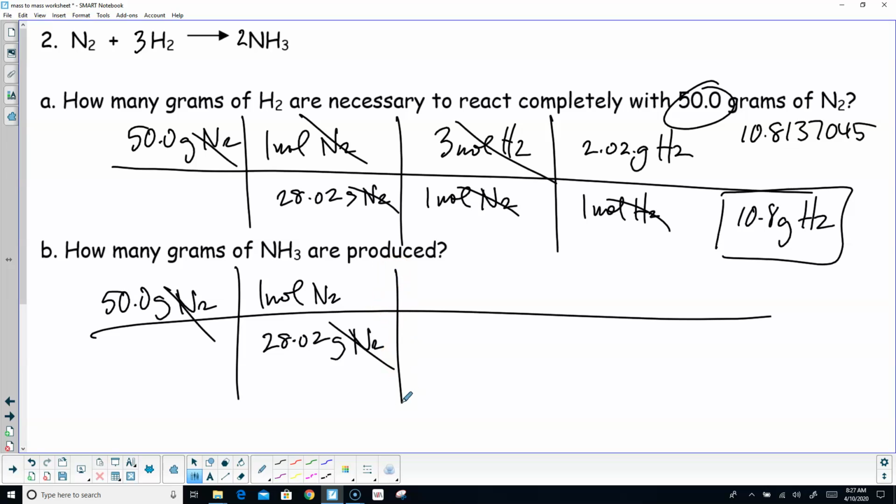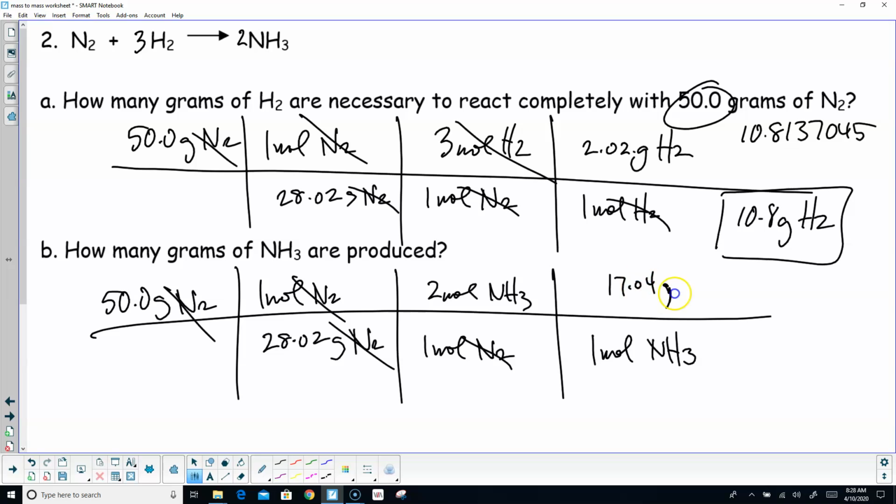Now I'm ready for my mole ratio. According to my balanced formula, for every 1 mole of nitrogen, we have 2 moles of ammonia. Moles of nitrogen go away. Now I need to do the molar mass of ammonia. Whenever I'm doing moles and grams, it's always 1 mole. 1 mole of ammonia weighs 17.04 grams of ammonia. Moles cancel. I'm going to take 50 times 2 times 17 divided by 28.02. When you do so, your calculator is going to spit out 60.8137045. We're limited to 3 sig figs, so it's going to be 60.8 grams of ammonia.